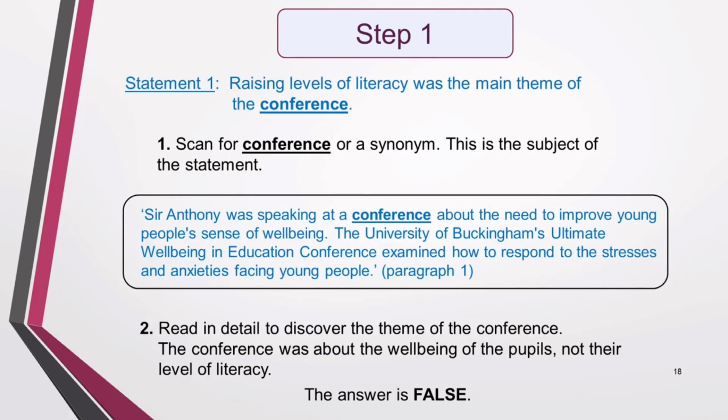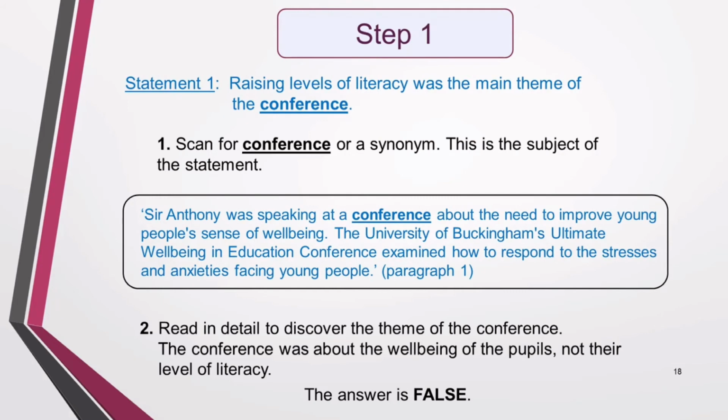So, this is how I answered the question, my step-by-step strategy. Having read the instructions and tried to understand the meaning of the statements, I now focus on the first statement, which is, raising levels of literacy was the main theme of the conference. The keyword I select to scan for is conference. I'm fairly sure I'll find this, or a synonym, because it has an article word in front of it, the, which makes it the subject of the sentence.